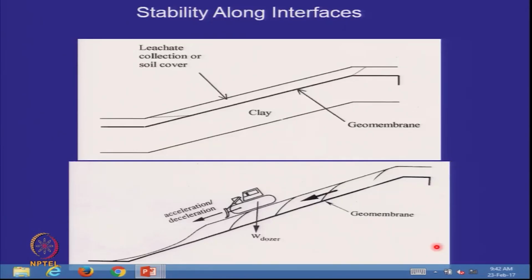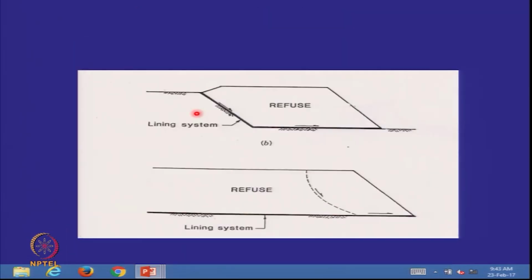Stability along interfaces is what we started last time, and we said that the moment you put a polymeric material inside, an interface develops, and you have to look at the stability along this. And it is usually treated like an infinite slope problem, because this is a long slope in comparison to the height of the failure. We also said that these interfaces can cause the temporary wastes to become unstable, because the liner may have low shear resistance at the base.